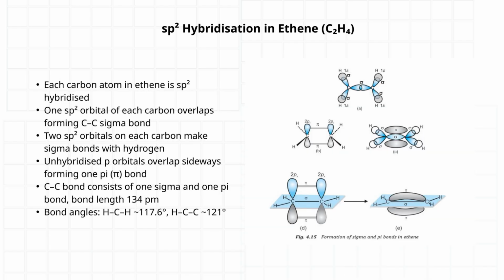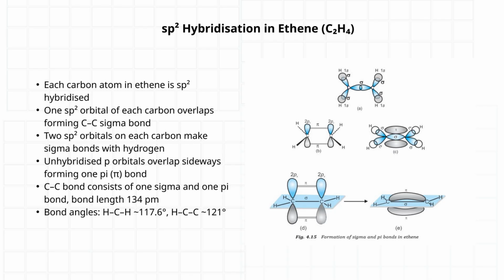Now let's discuss ethene, C2H4, a molecule known for its double bond between carbons, demonstrating sp2 hybridization. Each carbon undergoes sp2 hybridization, mixing 1 s and 2 p orbitals to form 3 equivalent orbitals. 1 sp2 orbital of each carbon overlaps directly to form a carbon-carbon sigma bond. The other 2 sp2 orbitals on each carbon overlap with 1s orbitals of hydrogen atoms to form carbon-hydrogen sigma bonds. The remaining unhybridized p orbital on each carbon lies perpendicular to the plane and overlaps sideways with the p orbital of the other carbon to form a pi bond.